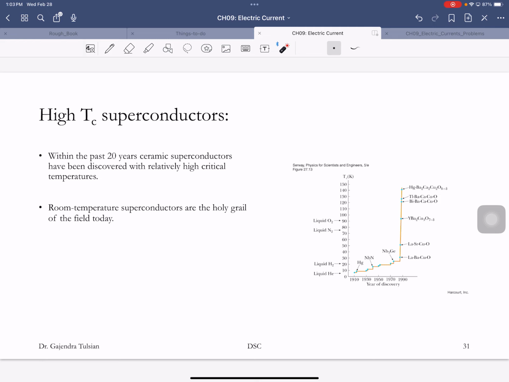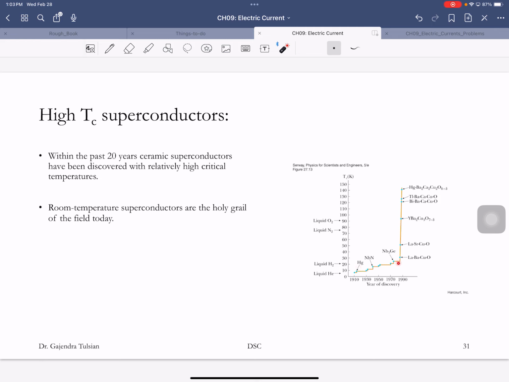What is the critical temperature again? That's the temperature below which you have to cool the sample to make it superconducting. What you want is some material to become superconducting at room temperature. I mean, you could become a billionaire if you can come up with that. So we were looking for higher and higher temperatures for the longest time.